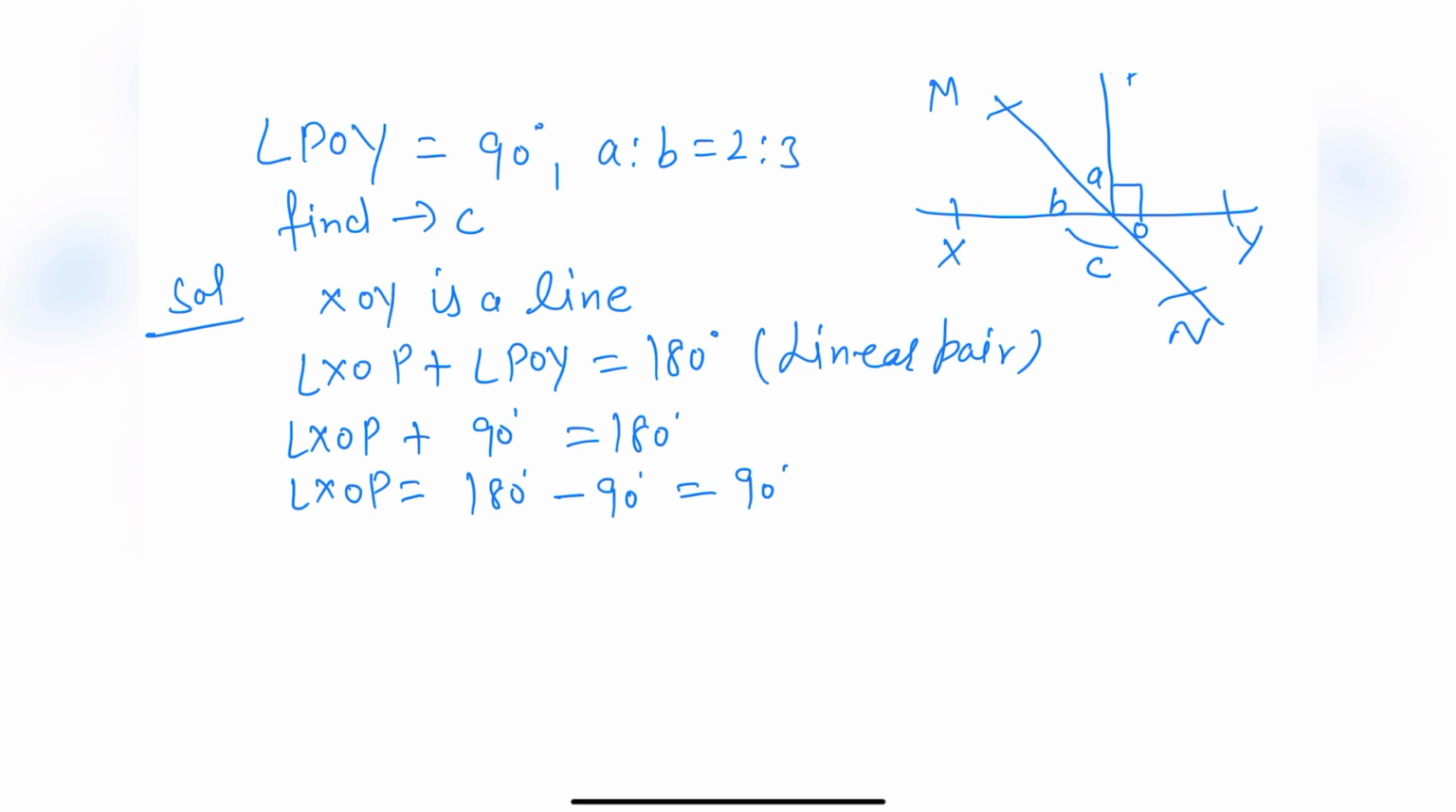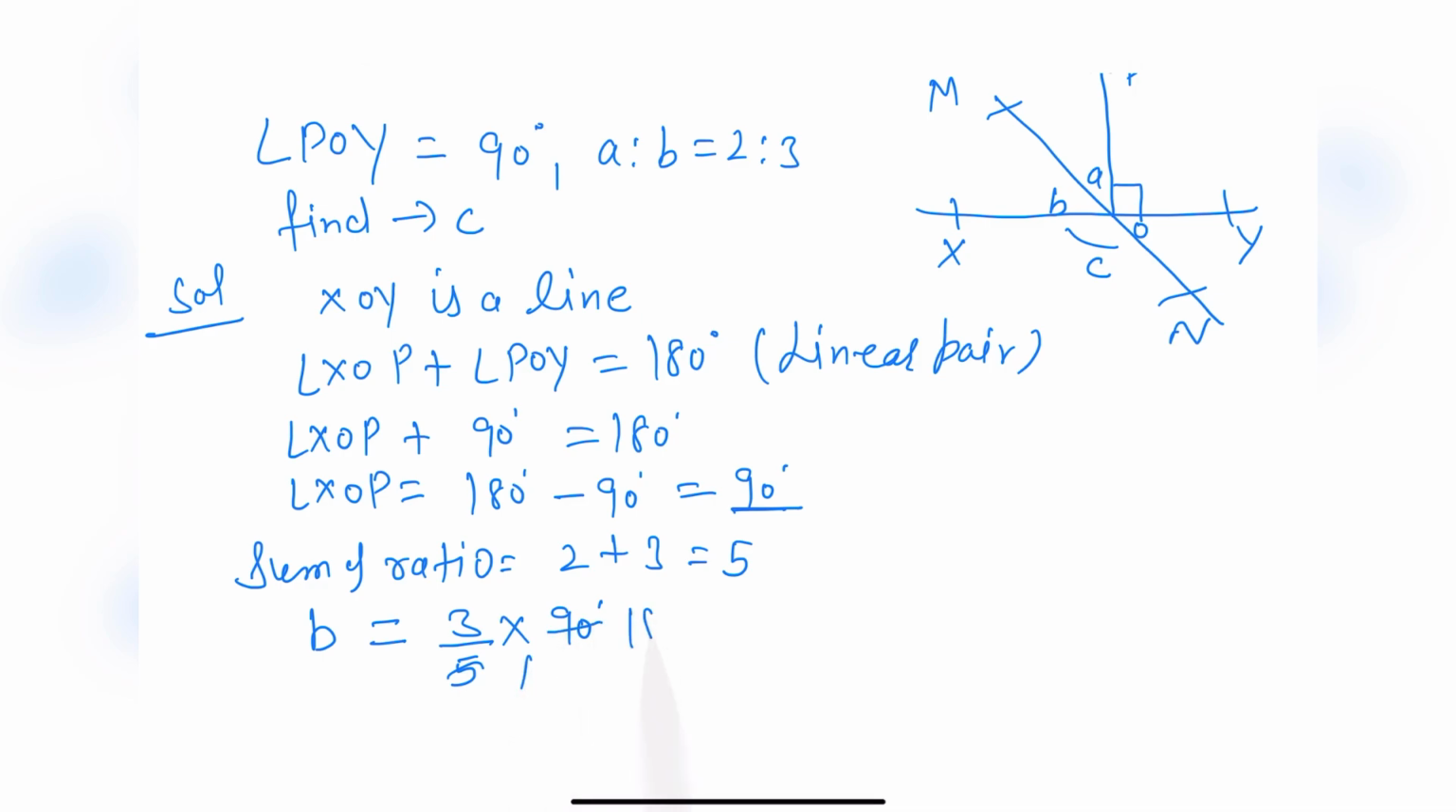Now as we are given the ratio A ratio B is 2 ratio 3, we need to find the sum of the ratio, that is 2 plus 3, 5. We can find the value of B as B is equal to 3 over the sum of ratio, which is 5, and we got the sum as 90, that is XOP. So this is 90. So 5 1s are 5, 5 18s are 90, 18 times 3 is 54. Value of B is 54.